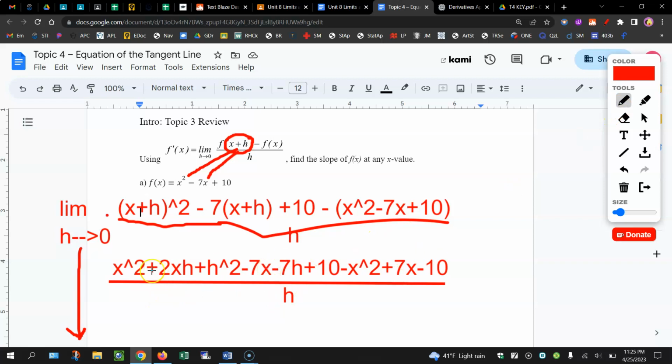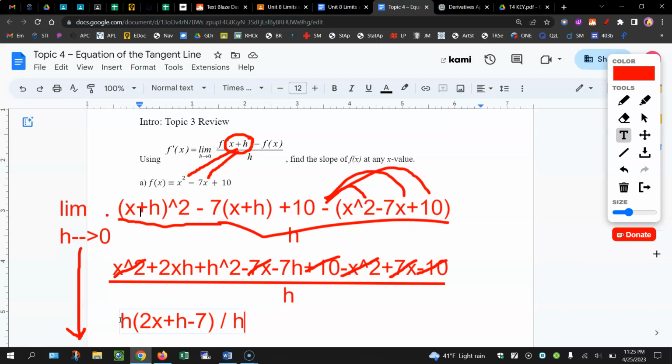But now, as I mentioned last class, everything without an h should simplify to 0. So x squared minus x squared, minus 7x plus 7x, positive 10 negative 10. If that is not the case, the chances are you forgot to distribute this negative because you didn't put the parentheses around the entire function. That's a very common mistake. So what you have here is the three terms that are left all have an h in them. So we're going to factor out that h. So in the numerator, h times 2x plus h minus 7, divided by h.